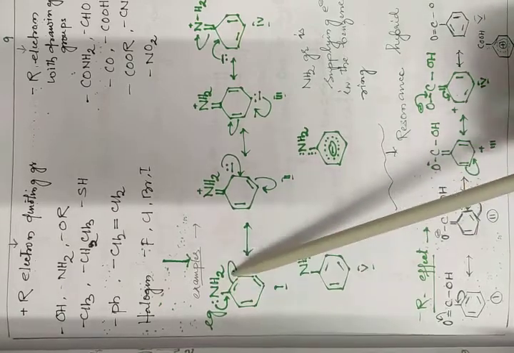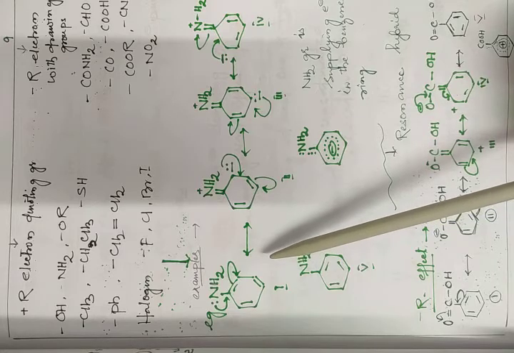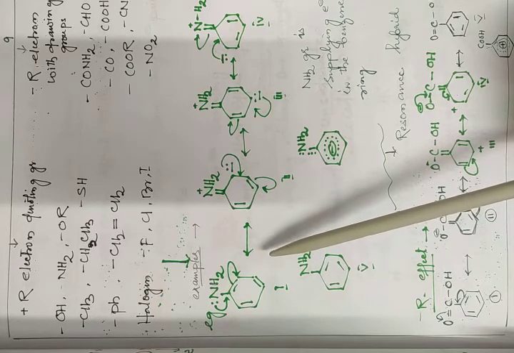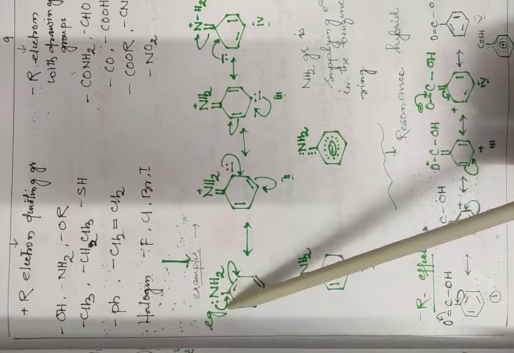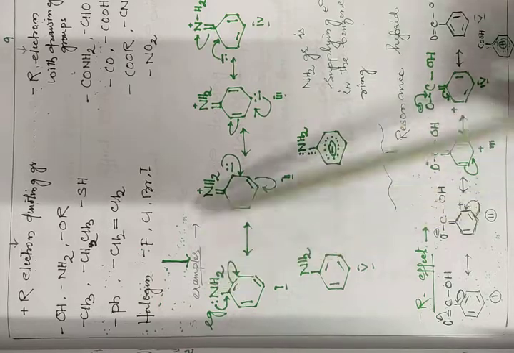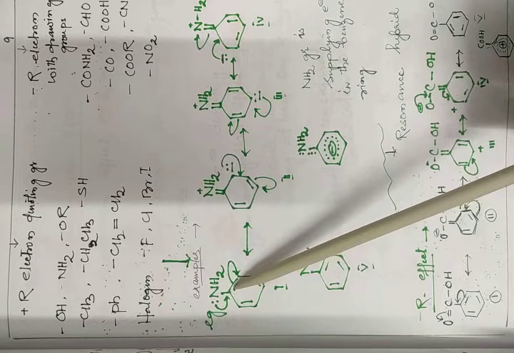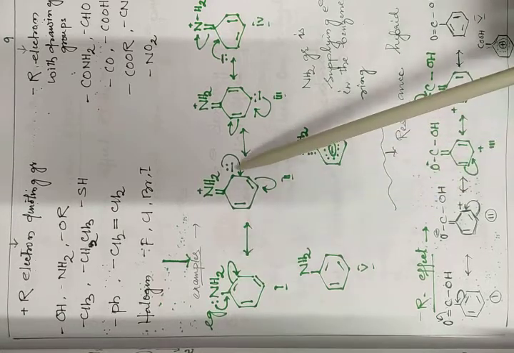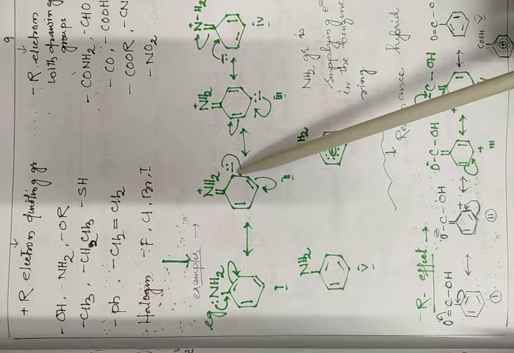This is the aniline structure. We see the resonating structures of the positive resonance effect. Here the double bond electron pair is given to here, and when it is given to here there is a double bond, and this carbon will have a positive charge because fewer electrons are there. Then this one is given to here, and a negative charge will be there on this carbon, and then this one is again given to this position.